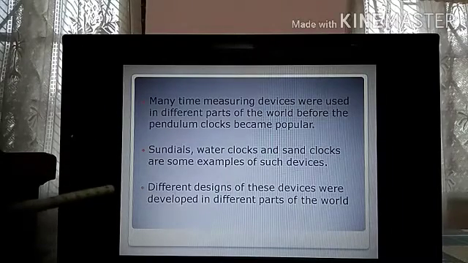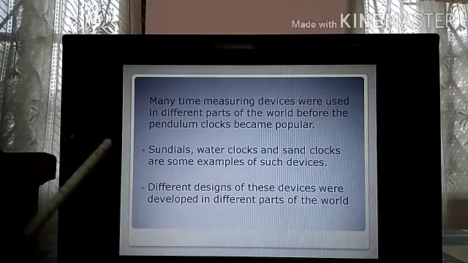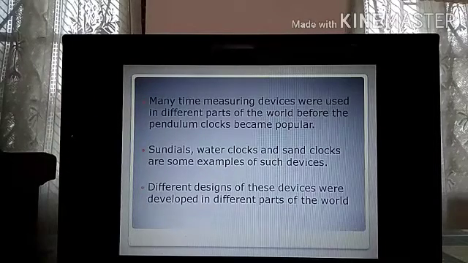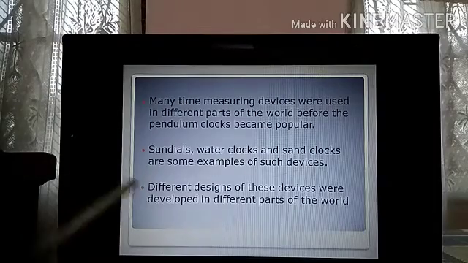This was the last part that we were discussing in the last class, that many time measuring devices were used in different parts of the world before the pendulum clocks became popular. So what were the time measuring devices? They were sundials, then you had water clocks, you had sand clocks. These were the examples of such devices, and different designs of these devices were developed in different parts of the world earlier.